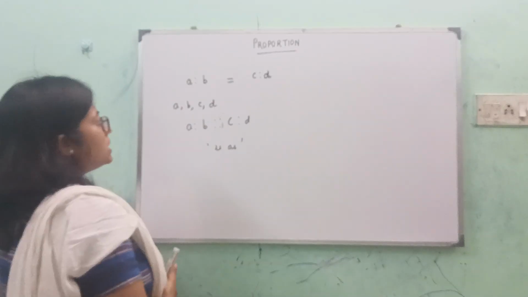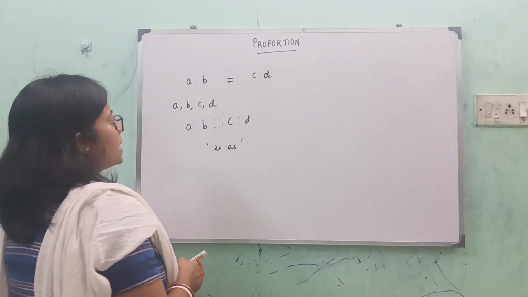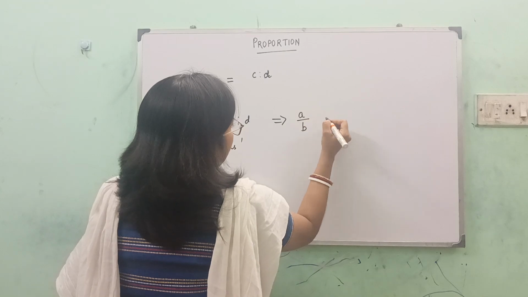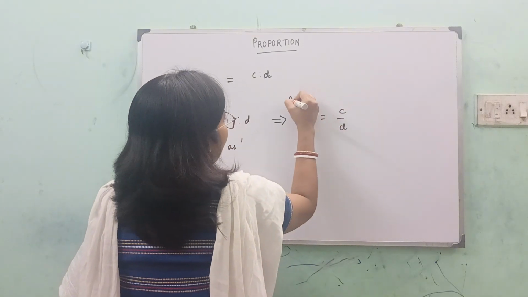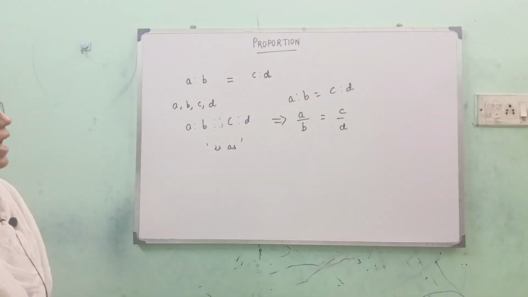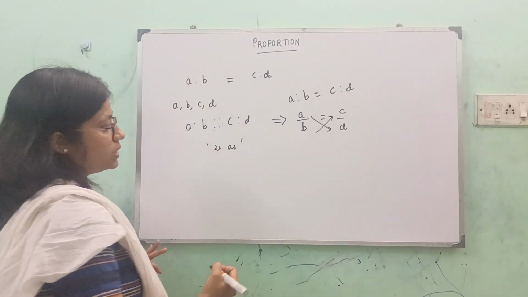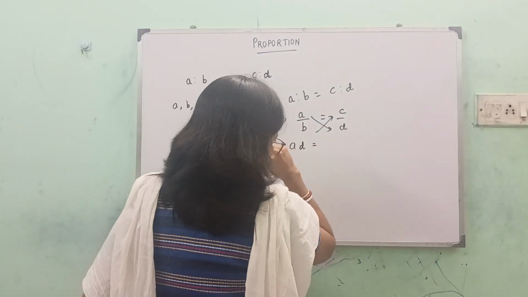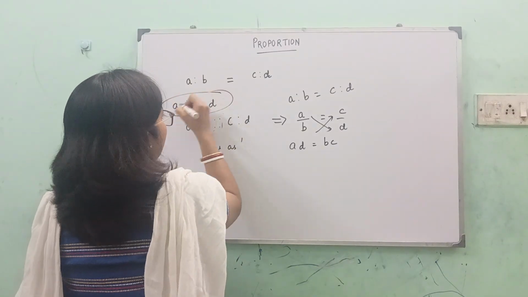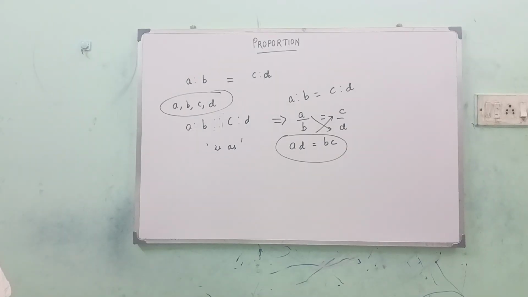So, the four quantities, A, B, C, D, if they are said to be in proportion, it implies that A is to B is as C is to D, which means A by B is equal to C by D. From where did this come? A is to B is equal to C is to D. So, A is to B means A by B and C is to D means C by D. If we apply the cross multiplication process, it becomes AD is equal to BC. So, if four quantities are in proportion, then we get AD is equal to BC.